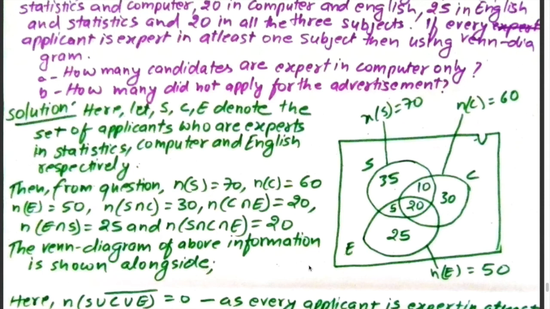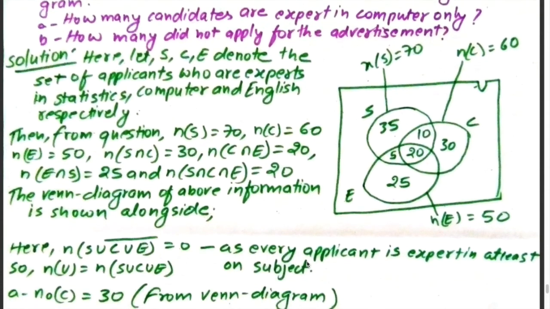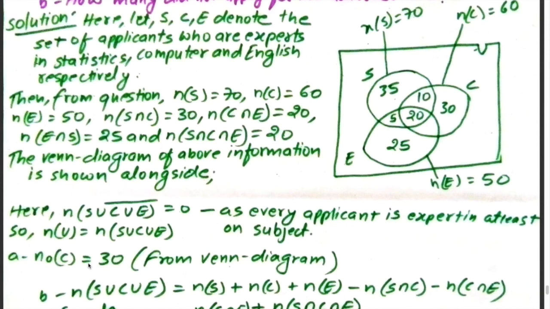Now we can find more of the values using the Venn diagram. Here n((S union C union E) complement) equals 0, as the complement of all three sets has nothing, as every applicant is expert in at least one subject. This means every person who applied is expert in at least one subject. So n(U) equals n(S union C union E). Here n(C only) equals 30 from the Venn diagram. We can clearly find n(C only) is 30.